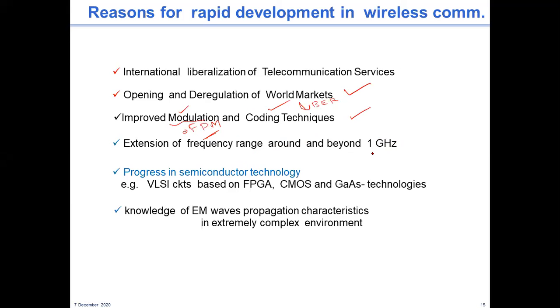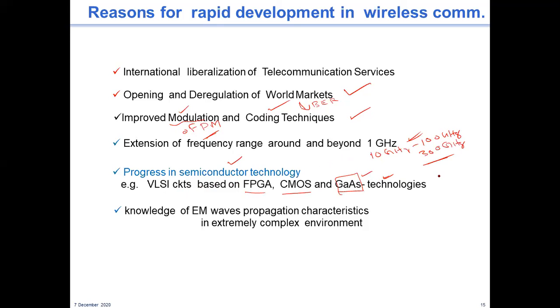And extension of frequency range around and beyond, which is now beyond 10 gigahertz to 100 gigahertz. In future, we may go up to 300 gigahertz. This is the unlicensed spectrum. And progress in semiconductor technology also: VLSI circuits based FPGA boards, CMOS technology, and gallium arsenide compound semiconductor material technology also.